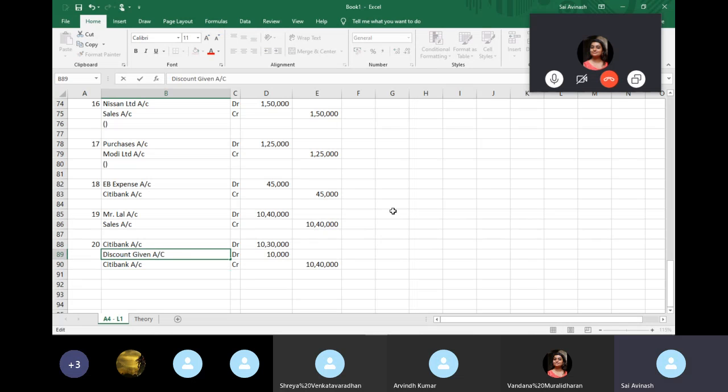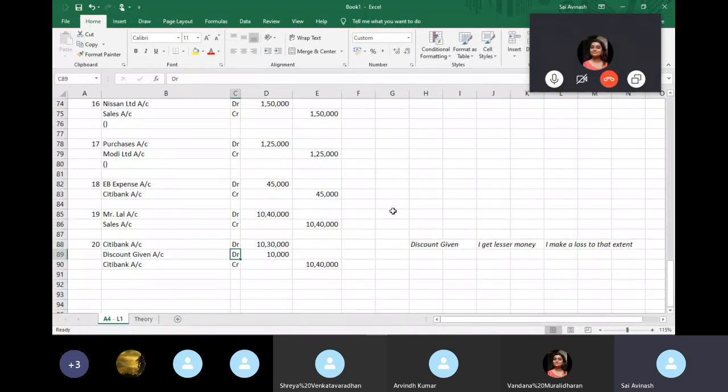So now we are learning something new. Discount given. Right. I get lesser money. I make a loss. So this is the basic thought process. I'm giving a discount, so I get lesser money. I make a loss to that extent.